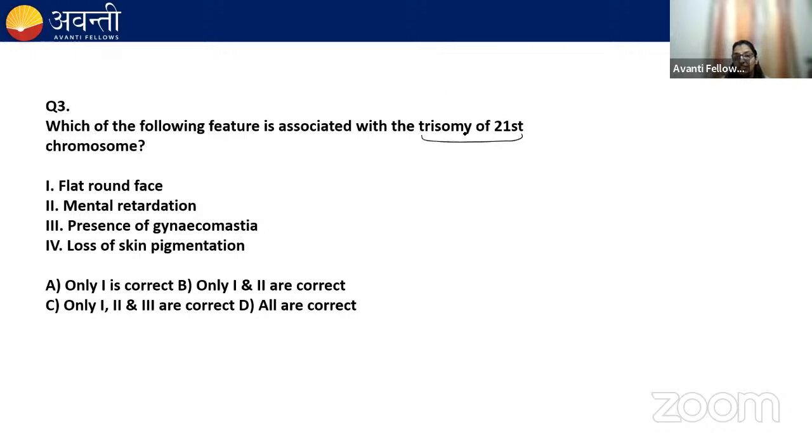They're talking about the trisomy of the 21st chromosome. That means they're talking about Down syndrome. Try to recall all the symptoms of Down syndrome. Then you can easily answer this question.